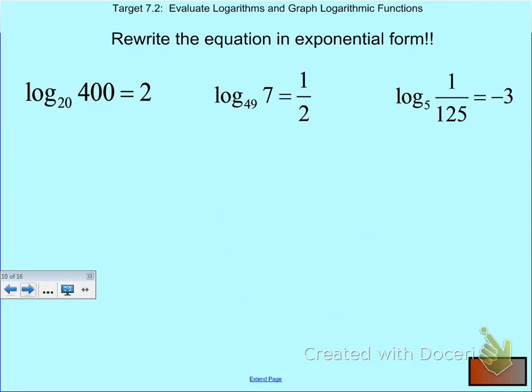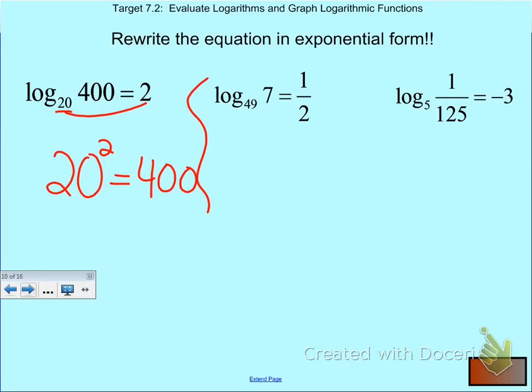Okay, now we know that our basement number, this 20, is the base of our exponent. Our exponent is on the other side of the equation, so we have 20 to the 2 equals 400. You don't need to check these. These are automatically correct. We are just rewriting them so we can get good at going back and forth between logarithmic form and exponential form.